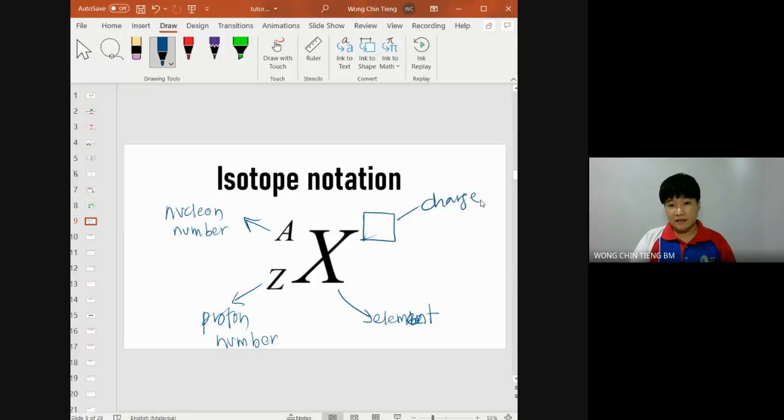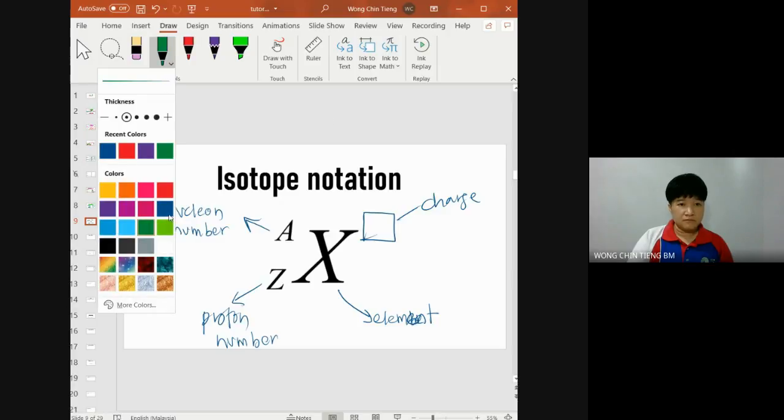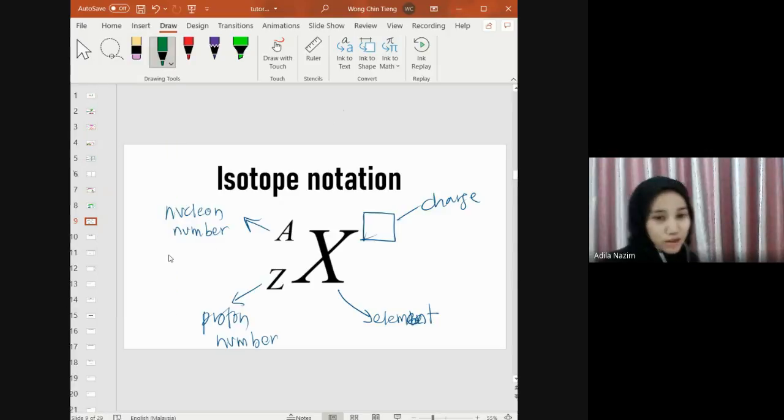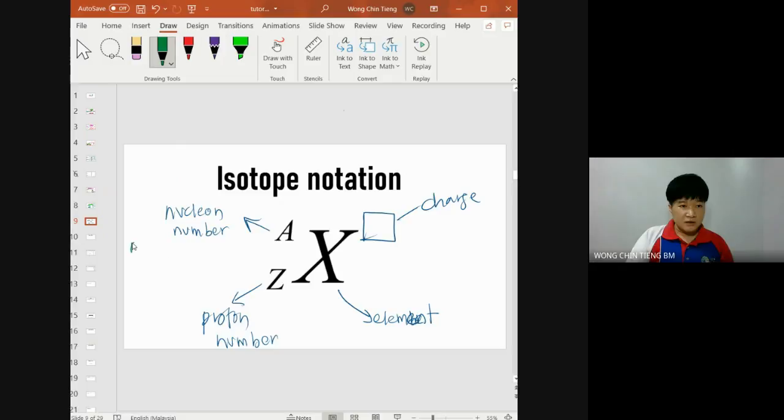Thank you. Kat sini on my screen right now, there's only 4 things. But I know that we can find 6 things. Therefore, Adila, how do we find number of neutron? Number of neutron over here will be your nucleon number, that is A, minus proton number. Perfect. Sebab kita ada nucleon number, kita ada proton number, so kita boleh dapat number of neutron. Setuju?